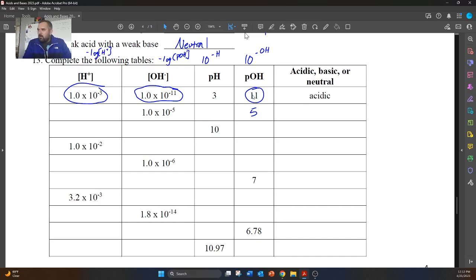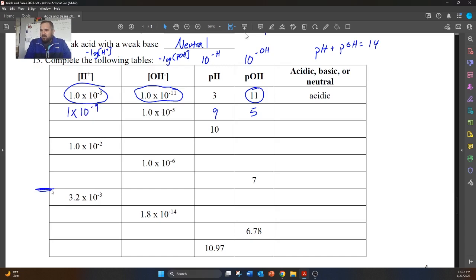Now let's go ahead and go over this. The last thing you need to know is that pH plus pOH equals 14. I'll write that: pH plus pOH equals 14. So if our pOH is 5, that means our pH is going to be 9. Because this is a whole number, we could just do 1 times 10 to the power of minus 9.